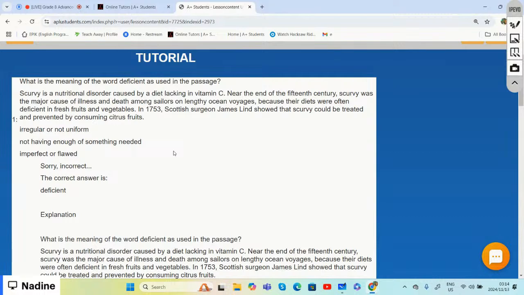In 1753, Scottish surgeon James Lind showed that scurvy could be treated and prevented by consuming citrus fruits.